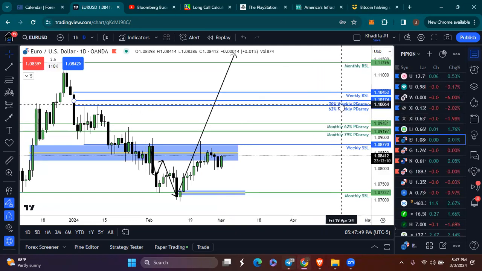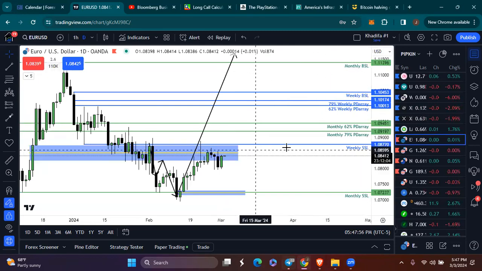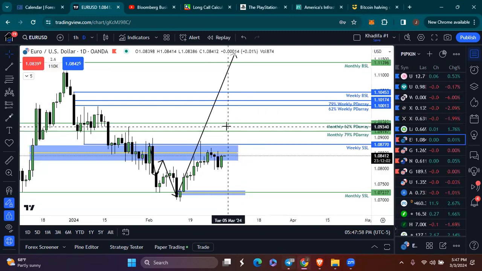running these monthly PD array levels and these weekly PD array levels here, and eventually running this monthly buy side liquidity. So price will push up and we should get a retracement at each level, whether that be a large retracement or a small retracement. We should be anticipating a retracement every time price reaches one of those levels, and then push through it, come back down to find support, and rinse and repeat.